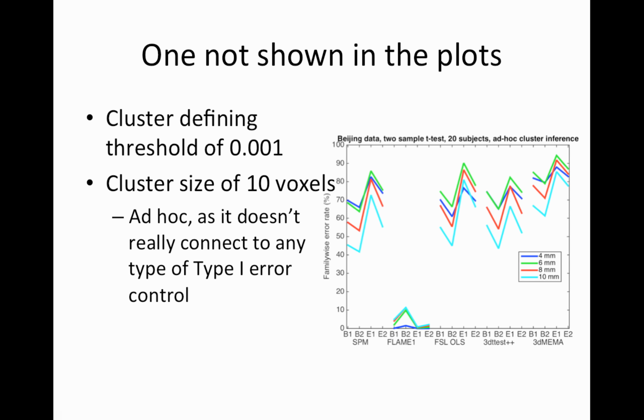They use the Beijing data set. This is the 2-sample t-test with 20 subjects. The notable thing is that all the other plots have been topping out at 60%, and for this one, the y-axis goes all the way up to 100%. 60% is down here. So you can see that this is the worst approach of all.